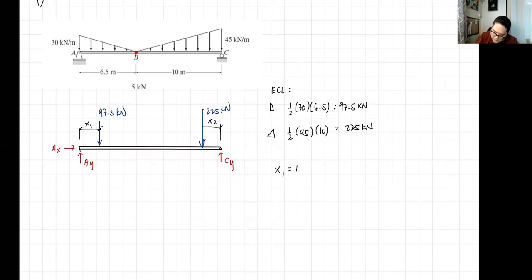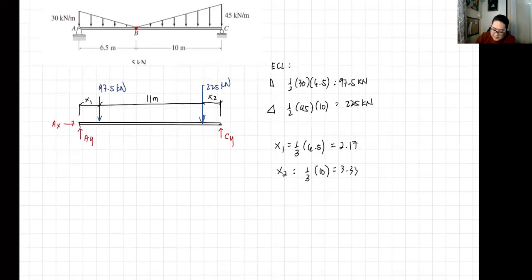Our x1 will be 1/3 of 6.5. So that is 6.5 divided by 3, that's 2.17. Then our x2 is 1/3 of 10, so we have 3.33. And the remaining distance in the middle will just be the sum of their remainders: 6.5 minus 2.17 plus 10 minus 3.33. So that is 11. When we take moments later, we will just add the x1 and x2 to each value.